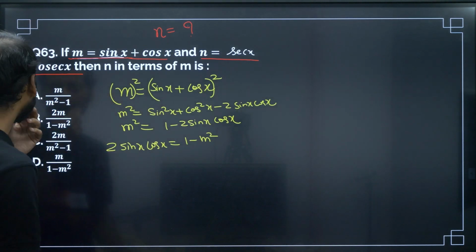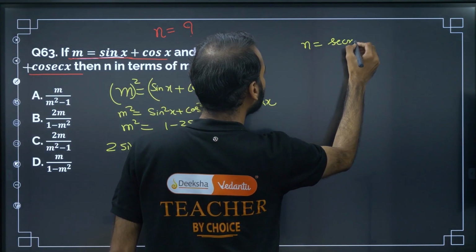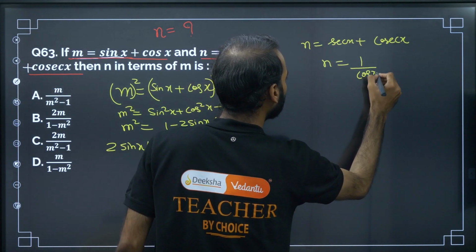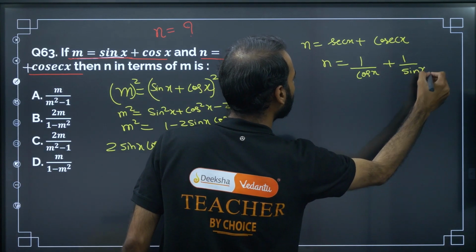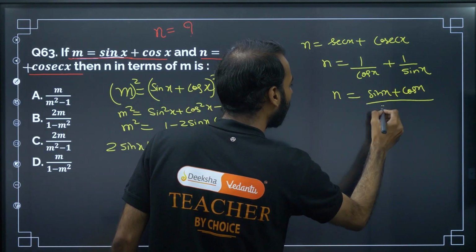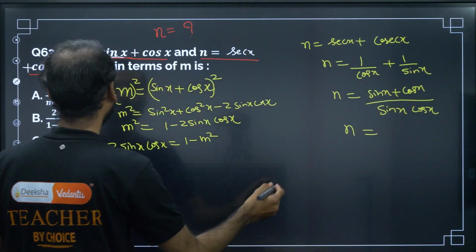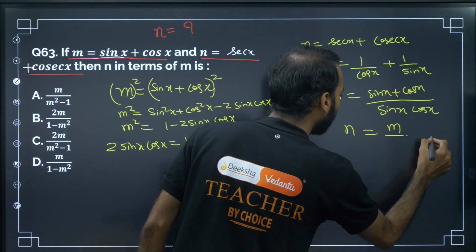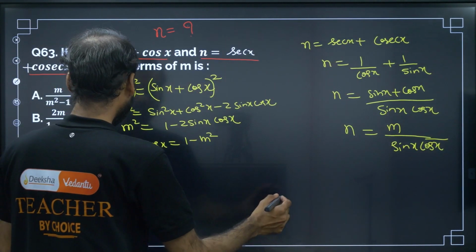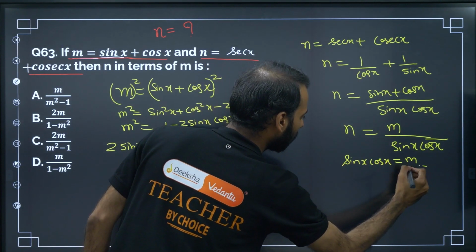What about n? Let me write n here. n is equal to secant x plus cosecant x. So n is equal to 1 by cos x plus 1 by sin x. Next, n is equal to sin x plus cos x divided by sin x cos x. So n is equal to sin x plus cos x, whose value is m, divided by sin x cos x. So sin x cos x is equal to m by n.